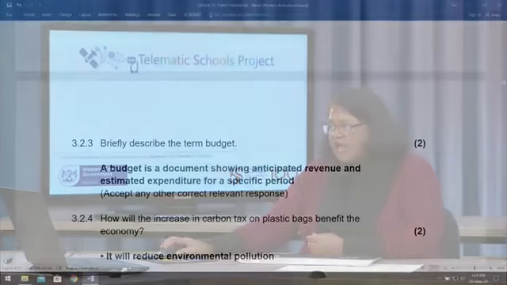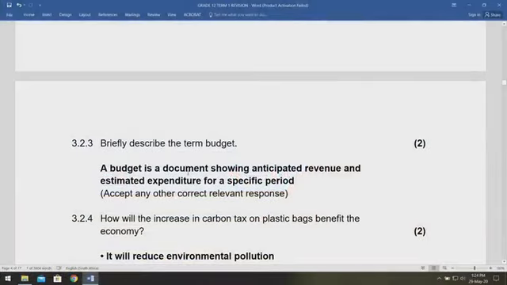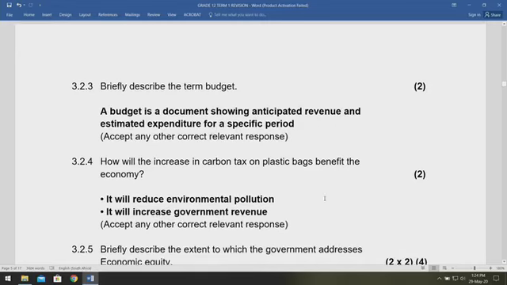You do not have to use "a budget is a document showing anticipated revenue and estimated expenditure for a specific period." Yes, it is for a specific period, but we just need to say, you could also use, instead of the word anticipated, expected revenue and estimated expenditure. You could also call that planned expenditure. Because most students who do economics, English is not their first language. So they don't always have a command of the language to give you these fancy answers, okay?